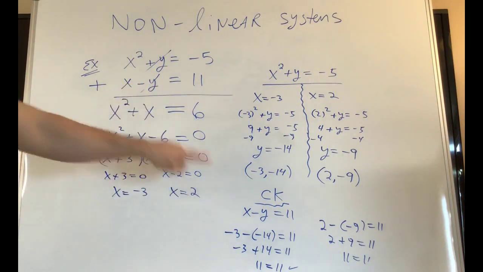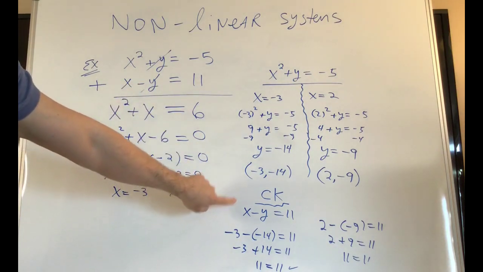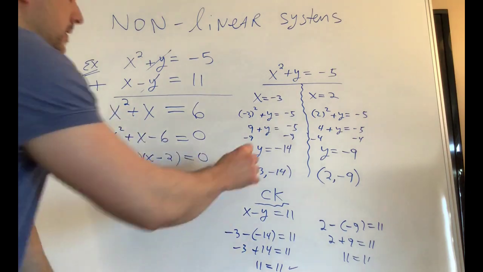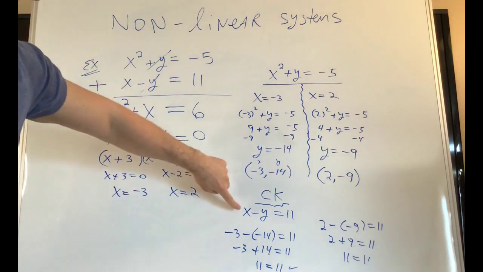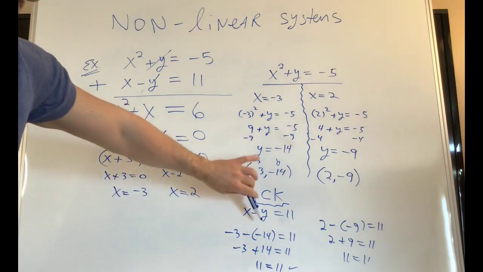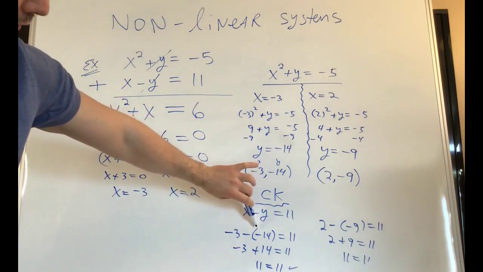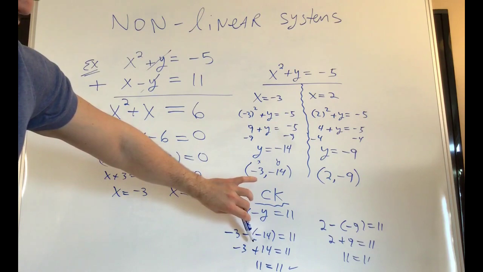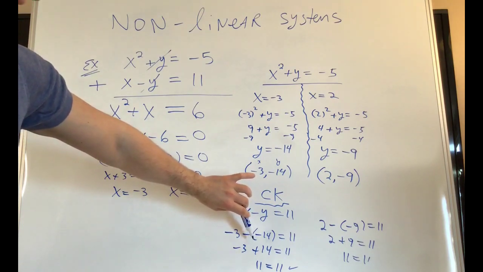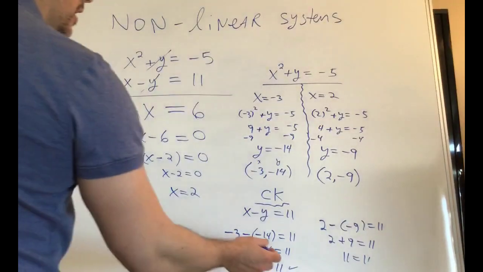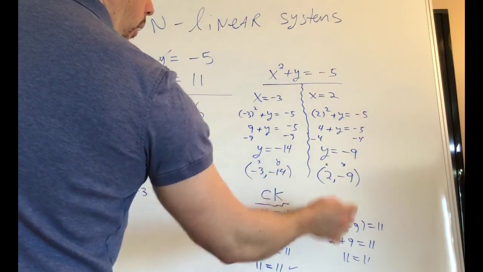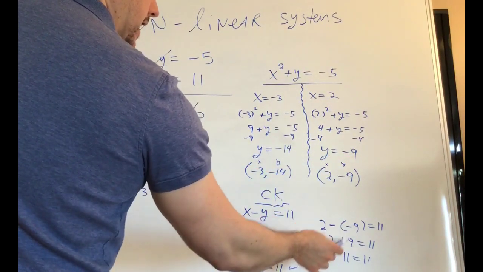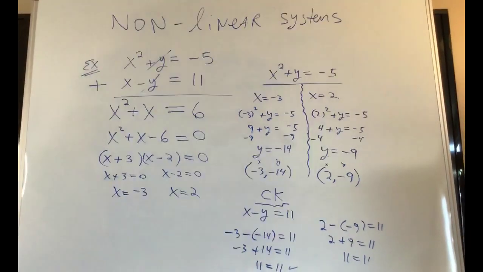So then I took the bottom equation and I'm plugging in. I got x is -3, y is -14. Be careful here. Y is -14, so you're taking away a -14, so you get a +14 there. If you screw up your signs, you're going to think you did this wrong. So be very careful. So that one works. Then I got x is 2, y is -9. Again, negative is positive, so you get 11 equals 11 in both.